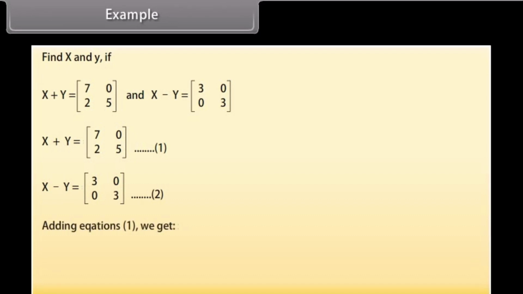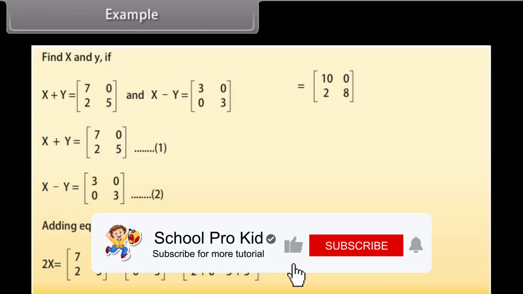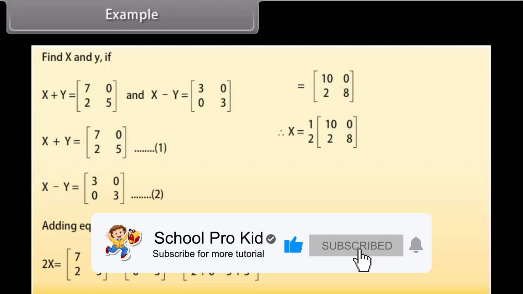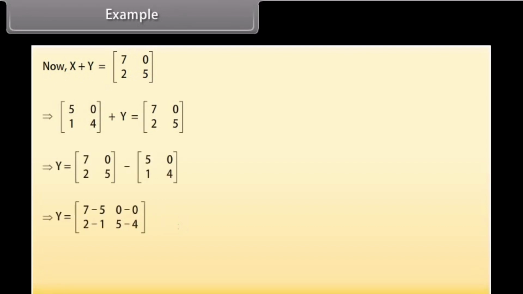Now, adding equations 1 and 2, we get 2X is equal to the matrix, row-wise: first row 10, 0, second row 2, 8. Therefore, X is equal to the matrix, row-wise: first row 5, 0, second row 1, 4. Now, substituting the value of X in X plus Y and solving it, we get the matrix Y is equal to, row-wise: first row 2, 0, second row 1, 1.